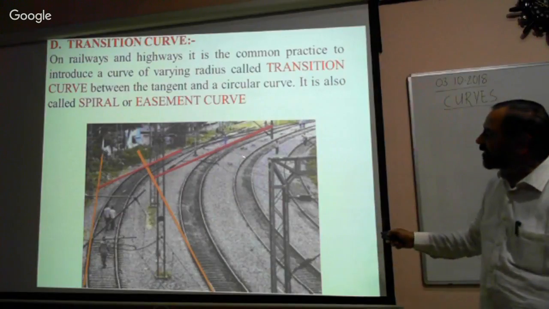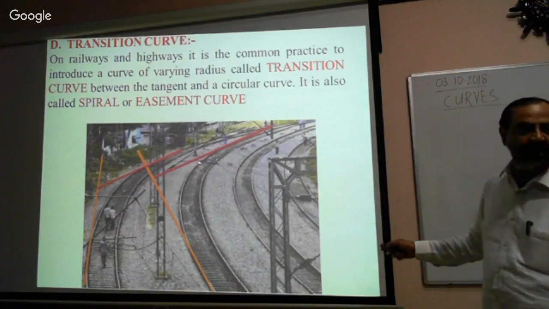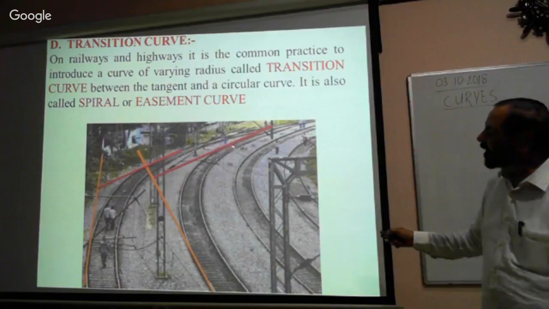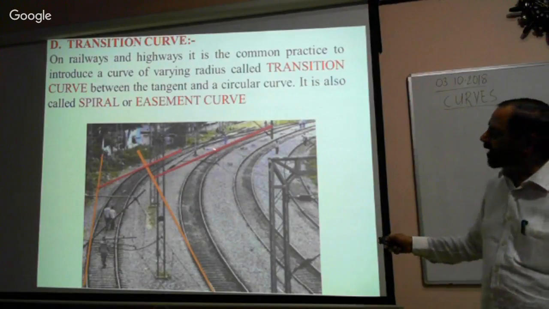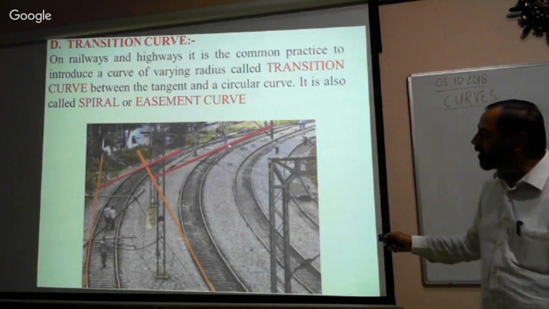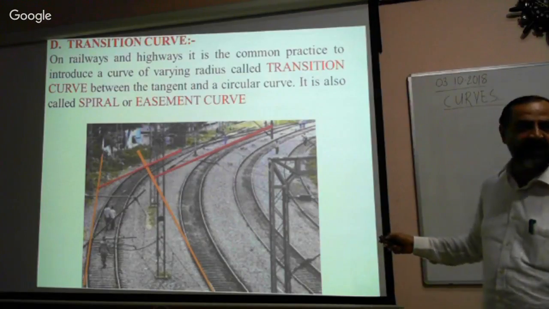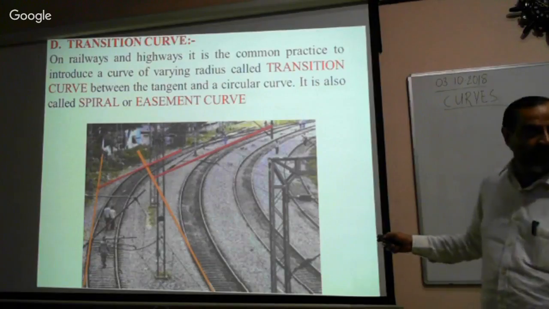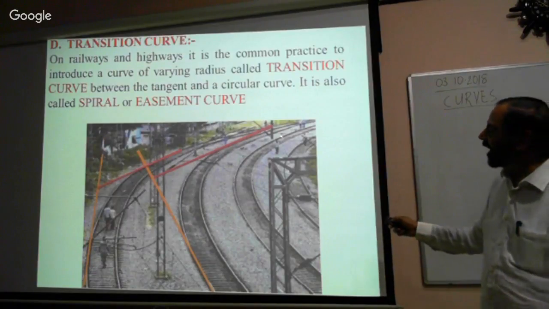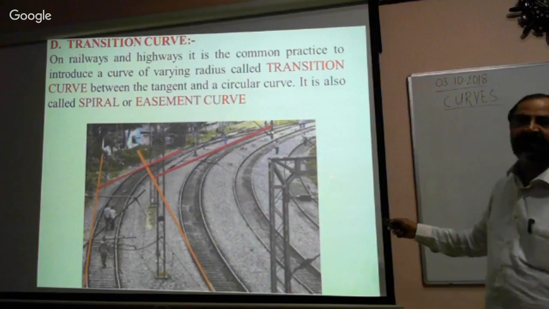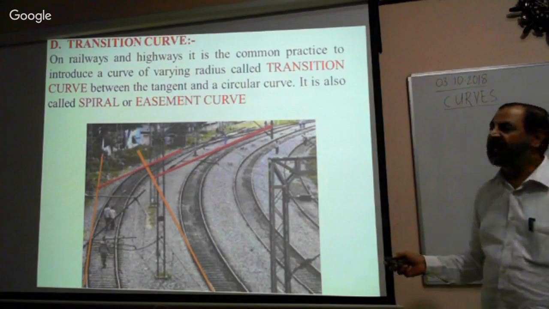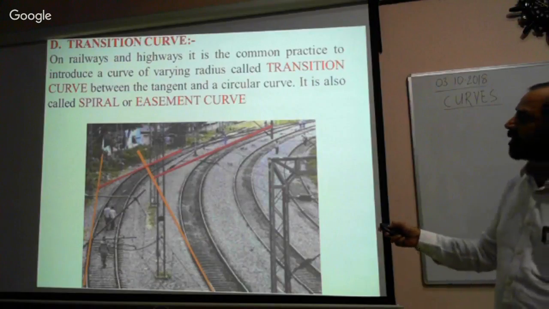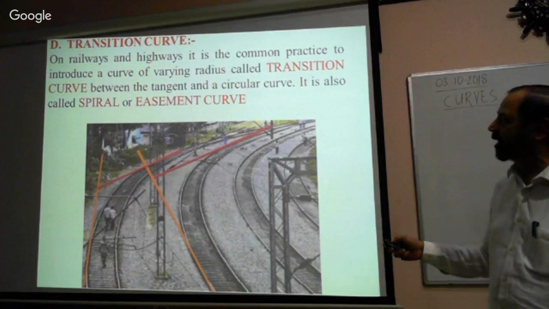Now here, the radius of the transition curve and the radius of the simple curve are the same. If you go to the next point, the radius of the transition curve is more than the radius of the simple curve. And we go to the next point, it is a little more than that. If you go to the next point, it will be more than that. If you reach the straight, then it is infinity. Radius is infinity. Isn't it? Please understand the importance of that. I will explain it in the next class.